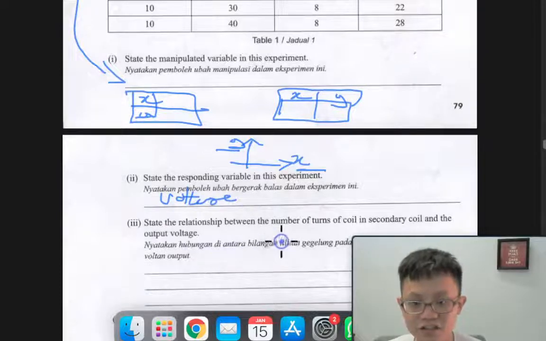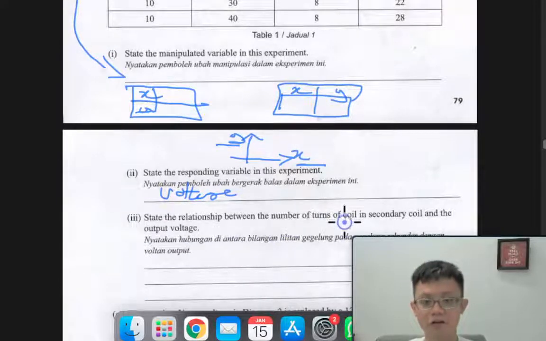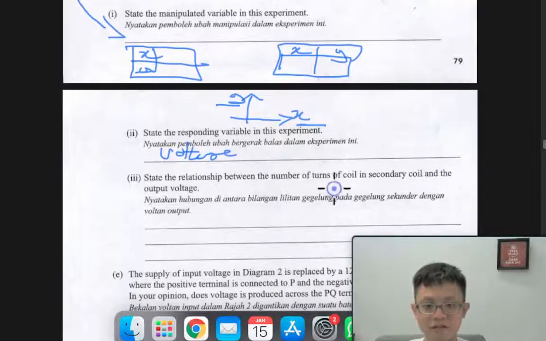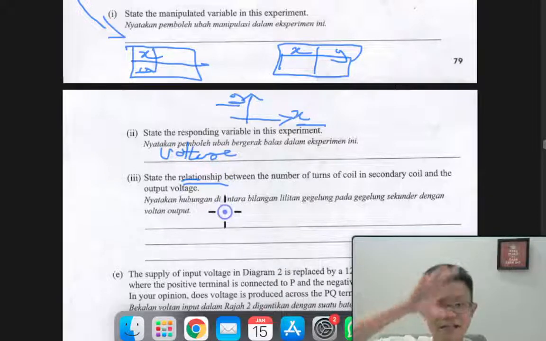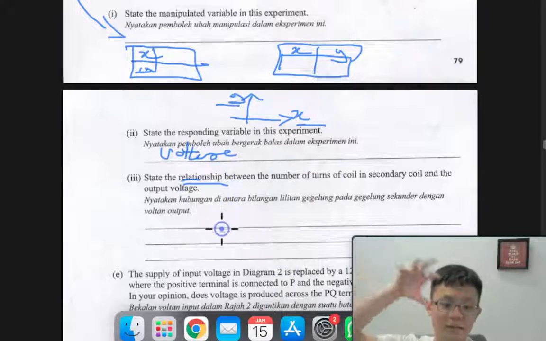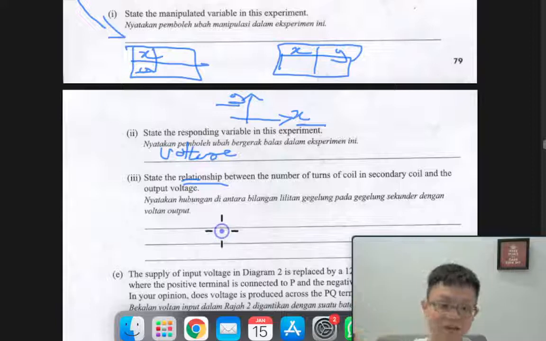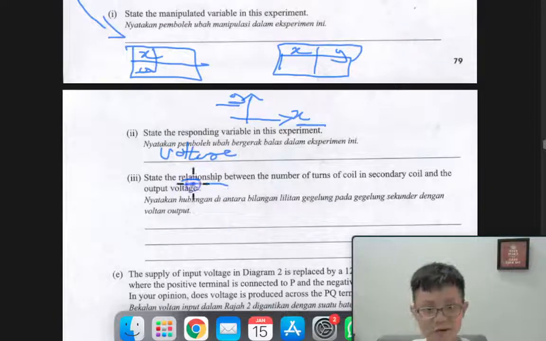State the relationship of the number of turns in the coil and the what. So this is the relationship. I think it's more towards a hypothesis already. They just give you the bottom part to find the hypothesis of this experiment, the relationship. Remember, a relationship or hypothesis is usually: what becomes more, and then that one becomes more, or what becomes less and that thing will become less.